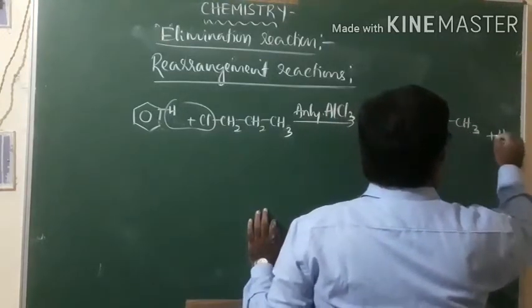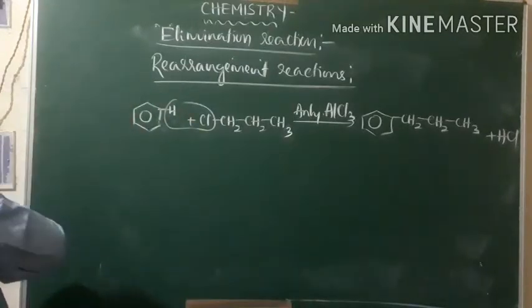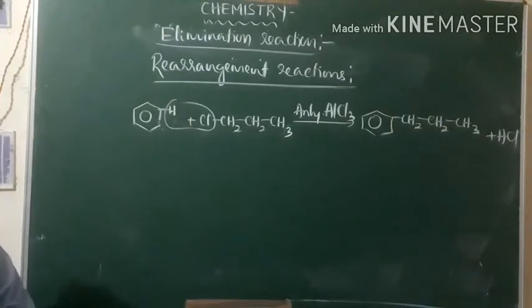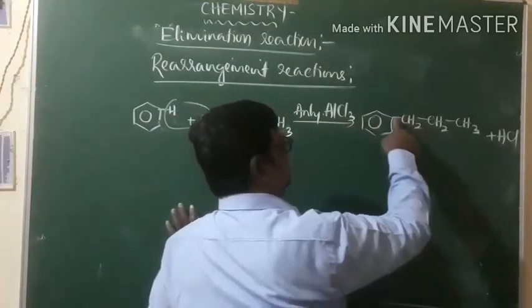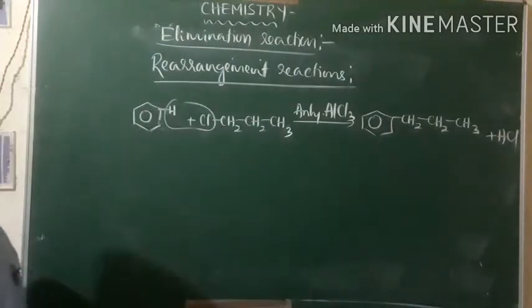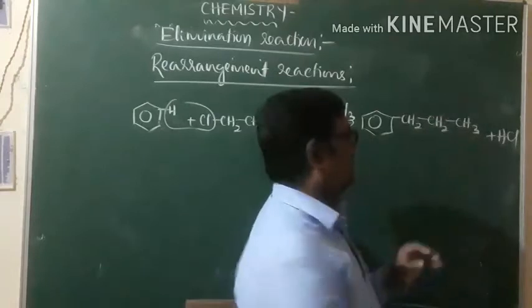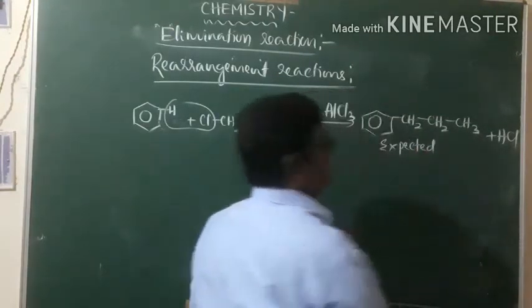We expect this. A simple substitution happens like this. This is an electrophilic substitution reaction, which we call the Friedel-Crafts reaction. Why is it electrophilic substitution? Substitution takes place on the benzene ring. But actually, this is not the actual product. It is the expected product. But the reaction will be different here.